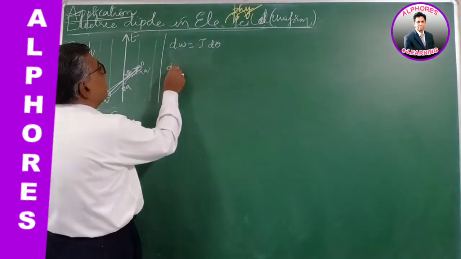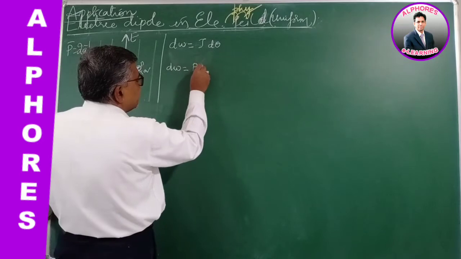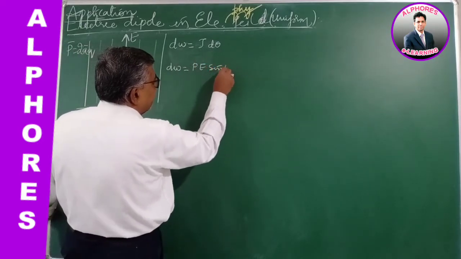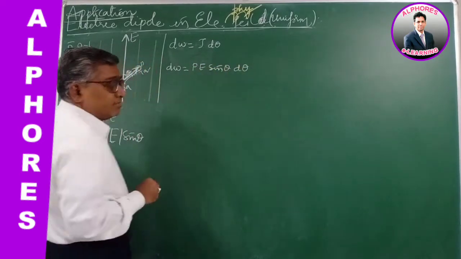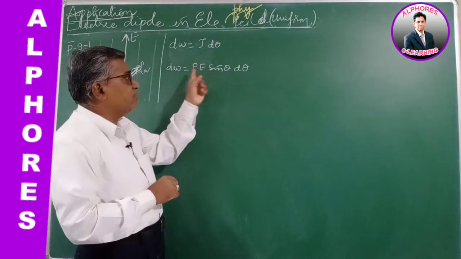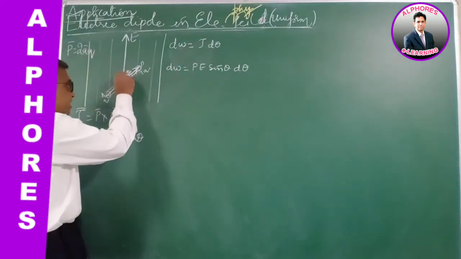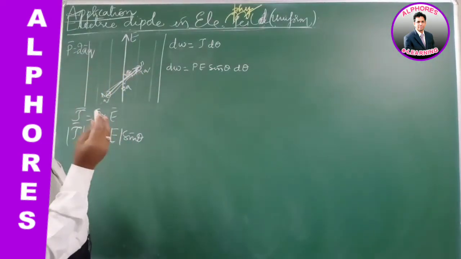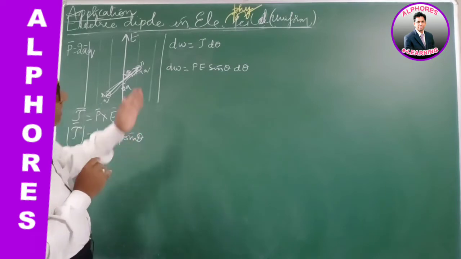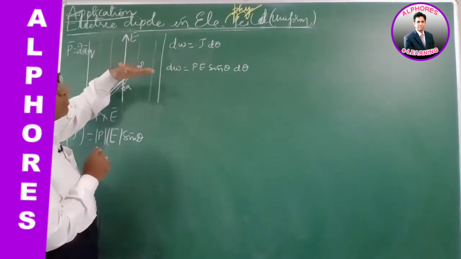So dW is equal to, let me substitute the magnitude of tau there. So it's Pe sin theta d theta. Tau is Pe sin theta in magnitude, into d theta. Theta is the angle at that initial position. Now what is the total work done in rotating it from an initial angle theta 1 to theta 2?